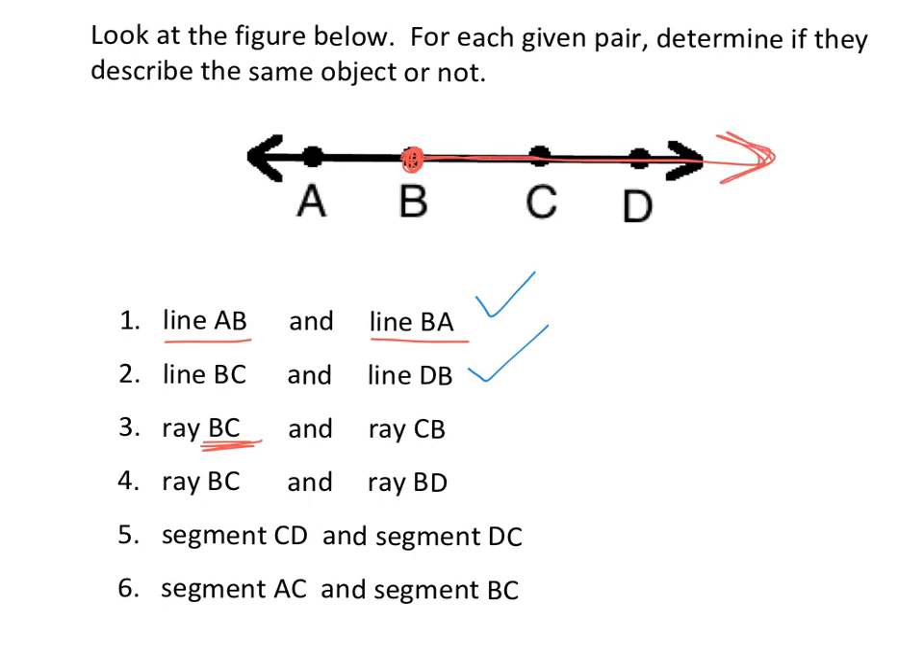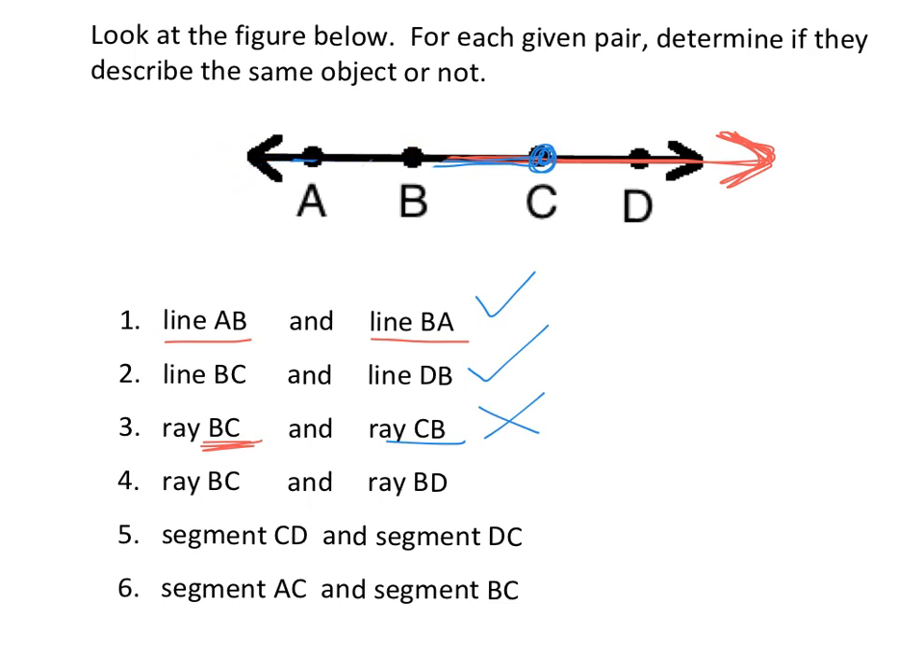Think of aliens, a ray gun. They fire at point C and it keeps going forever in that direction. So that is ray BC. On the other hand, ray CB starts at point C and goes towards B forever in that direction. So as we can see here, these are different things. One starts at B and goes to the right, one starts at C and goes to the left, so they're not the same. So we can say they're not equivalent.